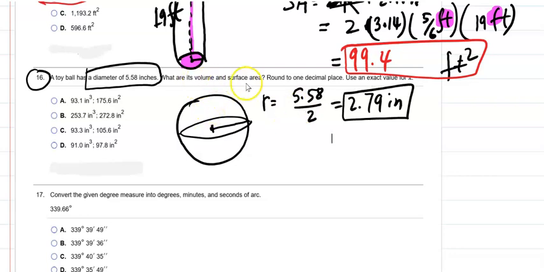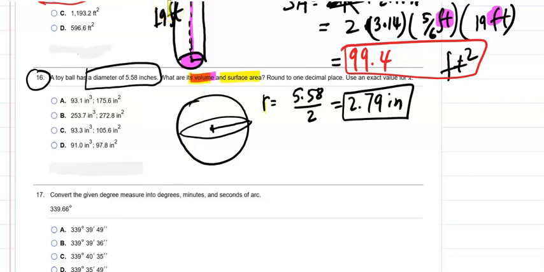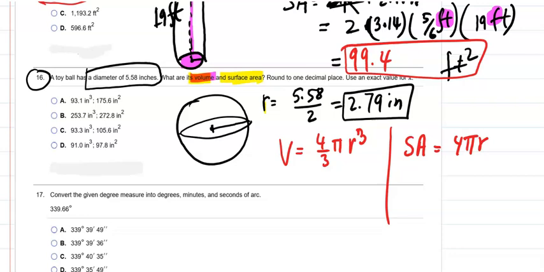So I'm looking for the volume and the surface area. Again, you refer to the formula on the chart. The volume formula for the sphere is 4 over 3 pi r cubed. That's the formula for volume. And the formula for surface area, SA, equals 4 pi r squared.